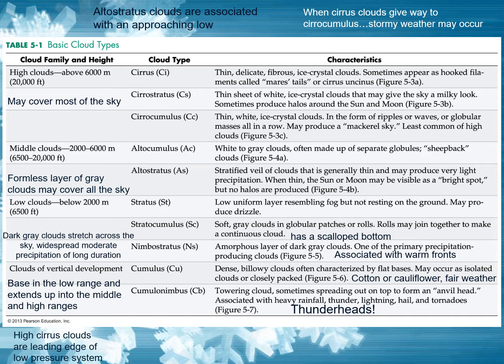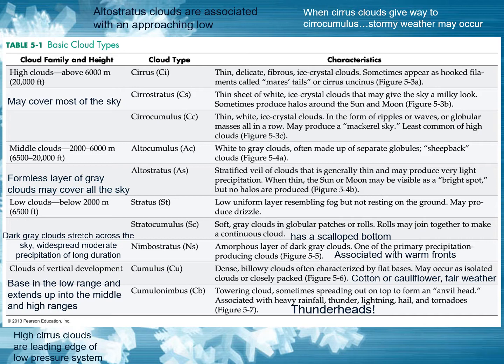Stratocumulus: soft gray clouds in globular patches, may have a scalloped bottom. Nimbostratus: amorphous, meaning not really having a shape. An amorphous layer of dark gray clouds, one of the primary precipitation producing clouds. These are associated with warm fronts. They tend to stretch across the sky. They tend to be associated with widespread, moderate precipitation of long duration, all day, a couple of days. Okay, cumulus: dense billowy clouds, often characterized by flat bases. So cotton or cauliflower, associated with fair weather.